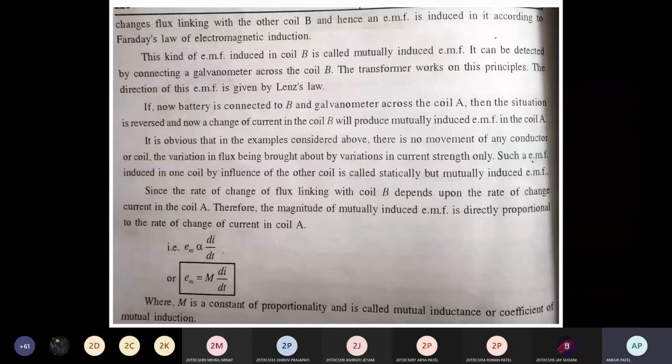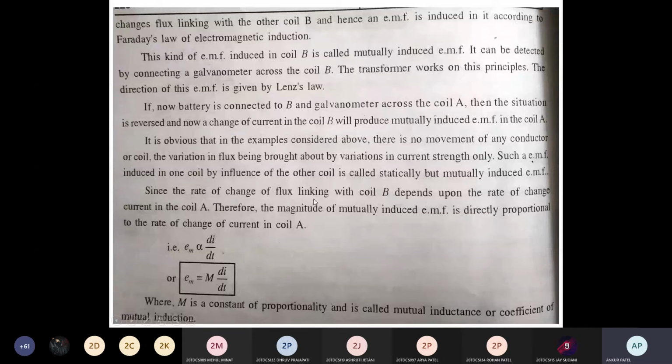If now the battery is connected to B and the galvanometer across coil A, then the situation is reversed. Now a change of current in coil B will produce mutually induced EMF in coil A. It is obvious that in the example considered, there is no movement of any conductor or coil. The variation in flux is brought about by variation in current strength only. Such EMF induced in one coil by the influence of the other coil is called statically, mutually induced EMF. Since the rate of change of flux linking with coil B depends upon the rate of change of current in coil A, you need to keep this in mind in terms of mutual induction.